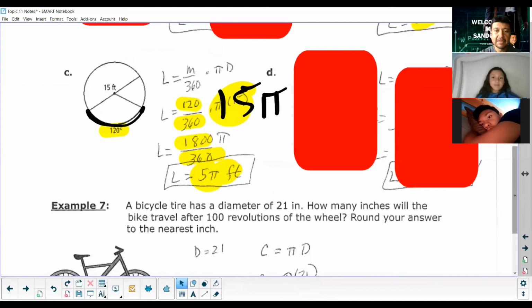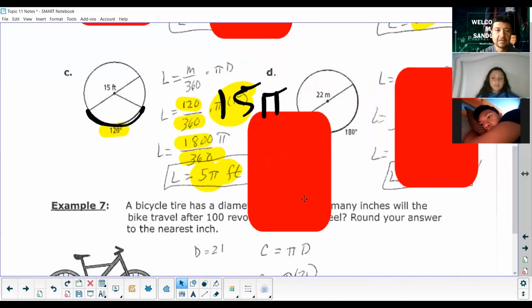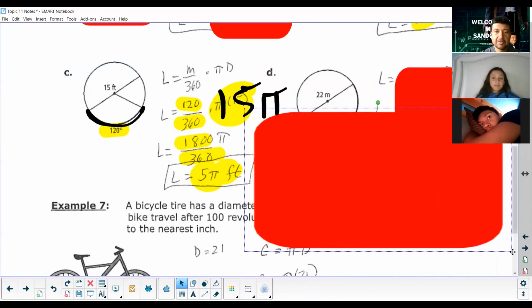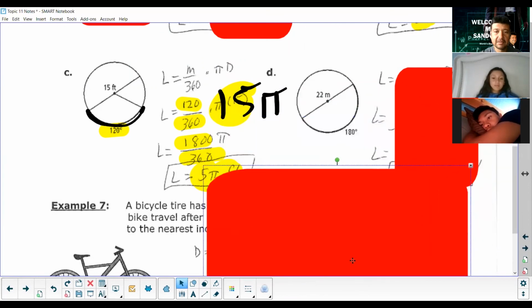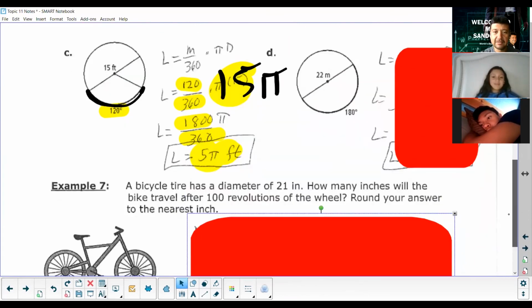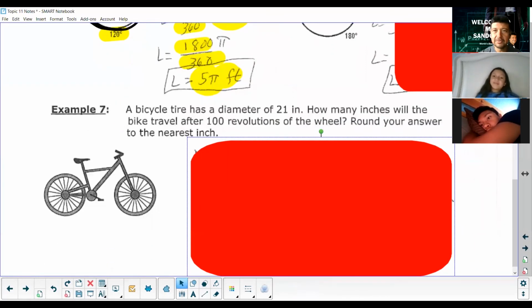Now let's read the example. Let me create one real quick and put it down there before we see the solution so we can think about this question. All right, very last question. A bicycle has a diameter of 21 inches. How many inches will the bike travel after 100 revolutions of the wheel? Round your answer to the inch.